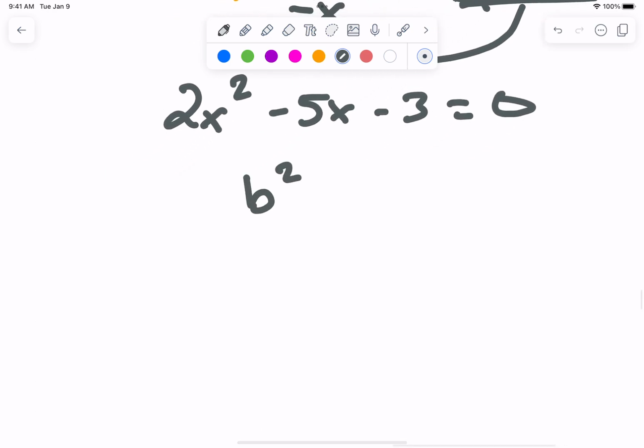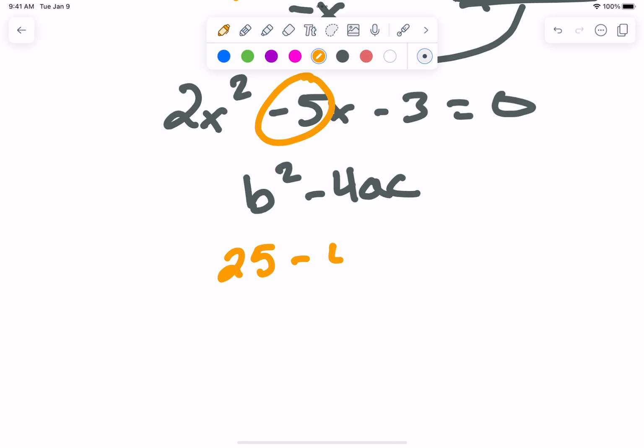Evaluate, you want to find the answer and determine the number and type of solutions to each equation. So we don't have to do the whole thing, we just have to find the discriminant. B squared minus 4ac. All right. What's b squared going to be? 25 minus 4 times 2 times negative 3?